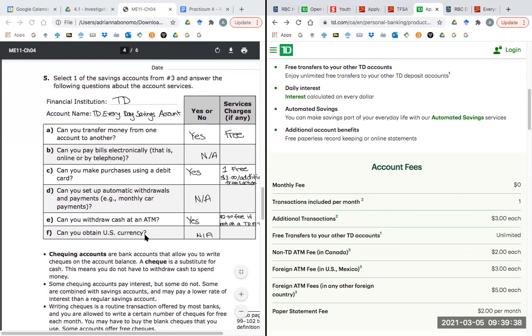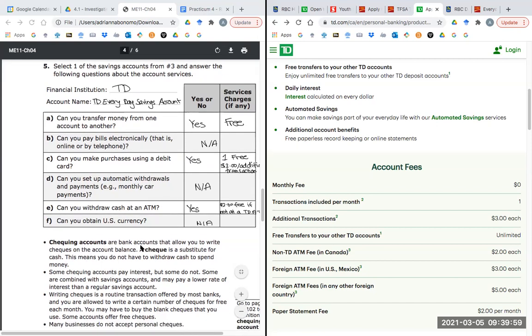Okay, so that's all about savings accounts. So again, savings accounts are accounts where you store your money and you save it and you collect interest on it. You collect extra money on it so that amount can grow. We're going to talk about checking accounts now. And this is, like I've mentioned multiple times already, usually where you take your money out of to make purchases. But they also are bank accounts that allow you to write checks on the account balance.